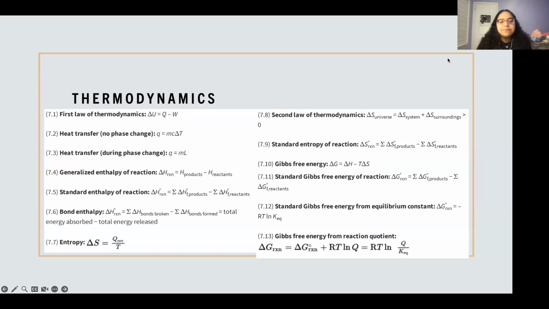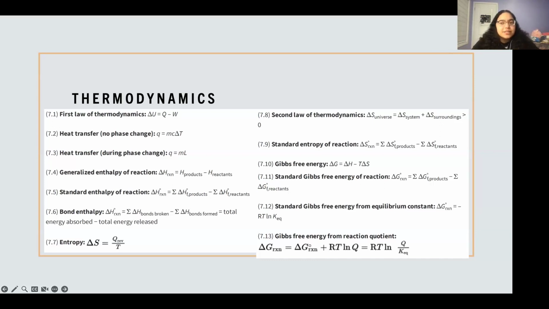But the rest you'd be given. Entropy is like the reversible heat energy divided by temperature. And then the second law of thermodynamics is that entropy is always increasing. So entropy of the universe, which is the entropy of the system and surroundings added together, is greater than 0.